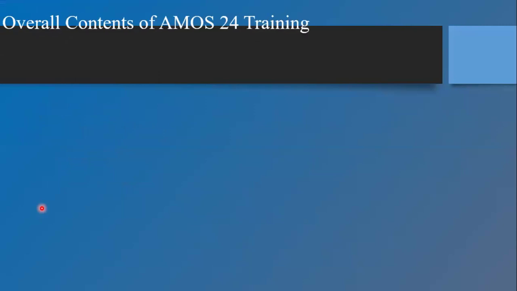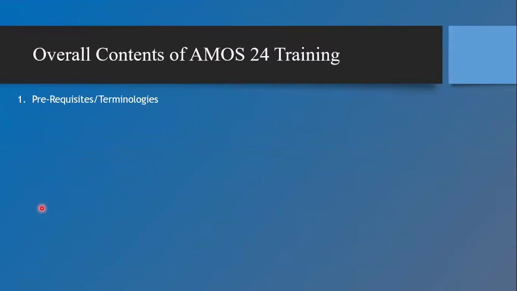Today I will discuss the overall content of AMOS 24, what I am going to discuss throughout this training program, like what is SEM or structural equation modeling and why it is used. What are the approaches of SEM? Because in AMOS 24 and all its previous versions, CBSEM is used, which is covariance based structural equation modeling. I will let you know what it is.